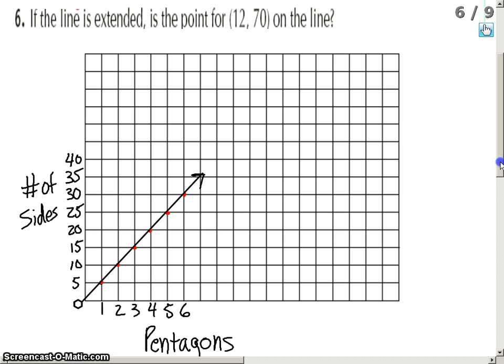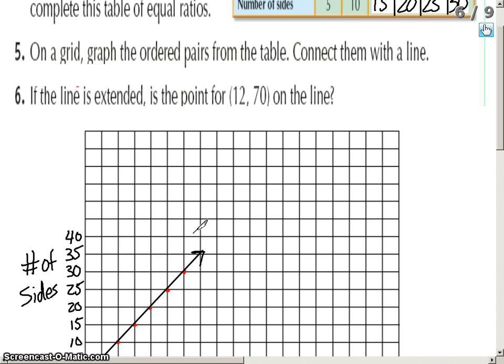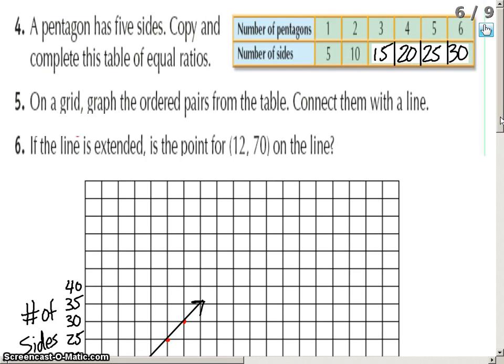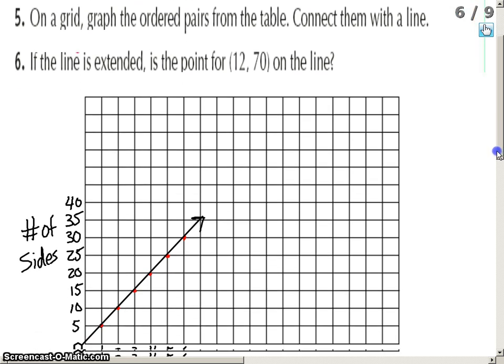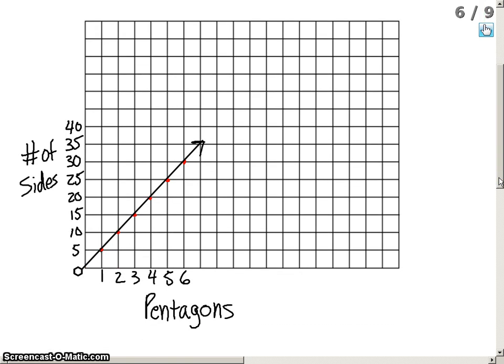I also labeled my x-axis with pentagons, my y-axis with the number of sides. Okay, and this is how you graph equal ratios. It is important to remember that every part of your table needs to be able to be simplified down to the original ratio, or the simplest ratio, simplest form. Also, it's important that you label both x and y axis. Also, remember that anytime we plot points on your graph, they should follow a straight line. If it does not follow a straight line, then you do not have an equal ratio.